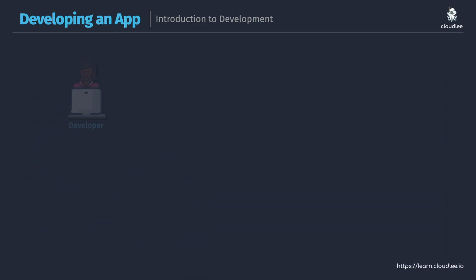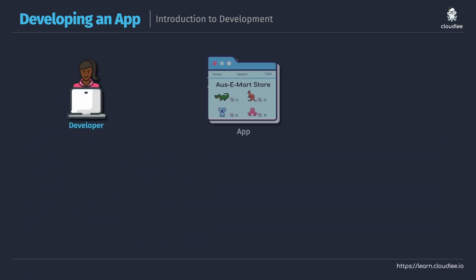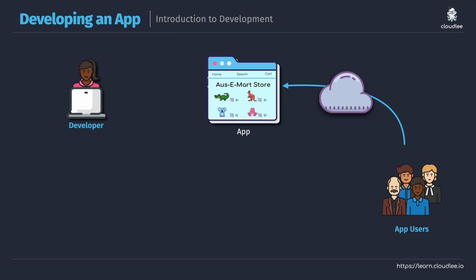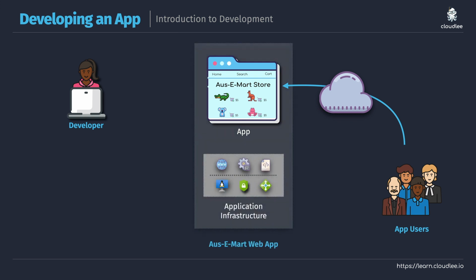Let's say you are a developer and you want to build some sort of application, maybe a web application like the fictitious Aussie Mart web store. You want to have that application accessible to your users. So we know these are some of the key components, right? The developer that builds the solution, the users that access them, and the app itself. And really importantly, that's of course going to sit on some sort of application infrastructure somewhere.